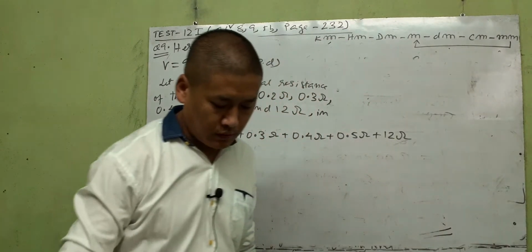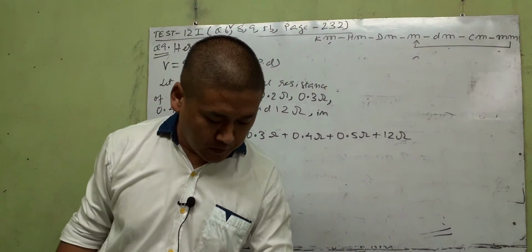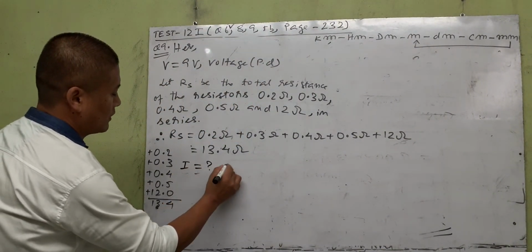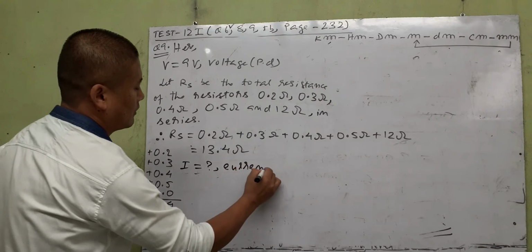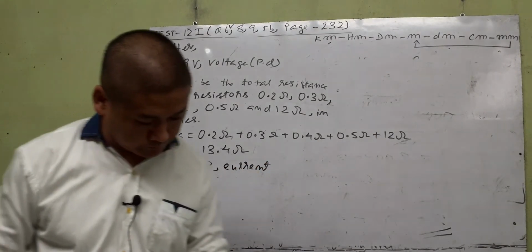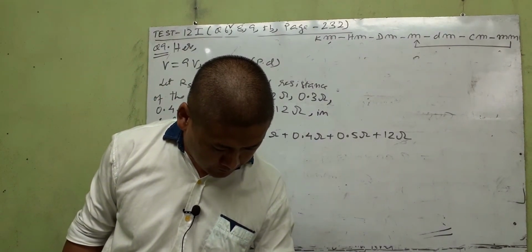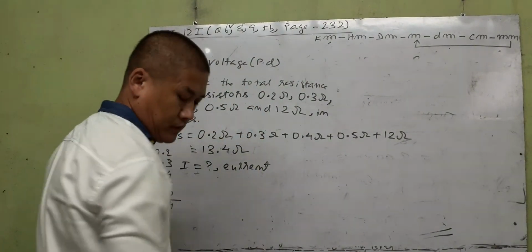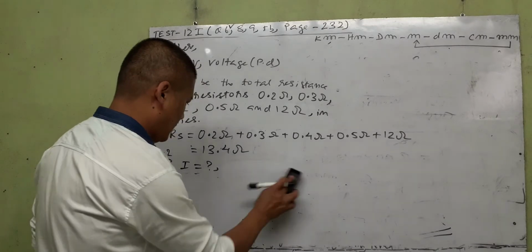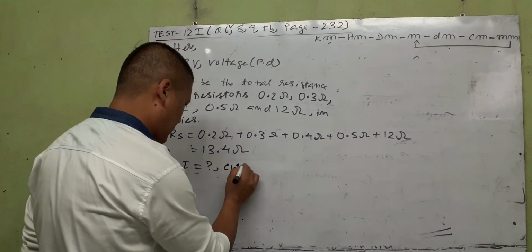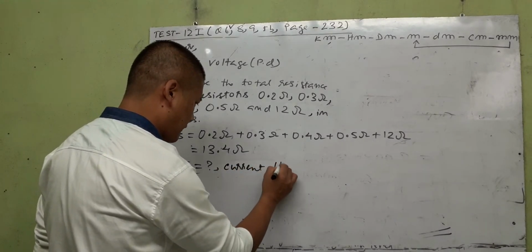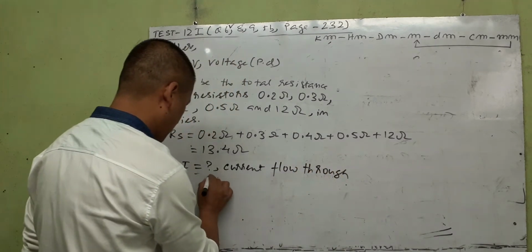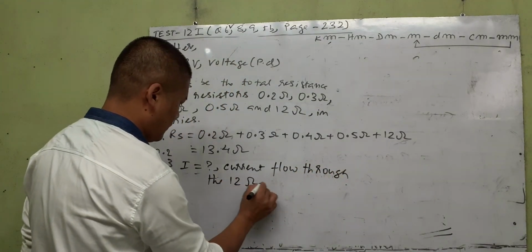And the question is saying, this is the last question, how much current? So how much current means I equals question mark. The current that is flowing, we have to find out. How much current flows through the 12 ohm resistor? So this is the current flow through the 12 ohm resistor.